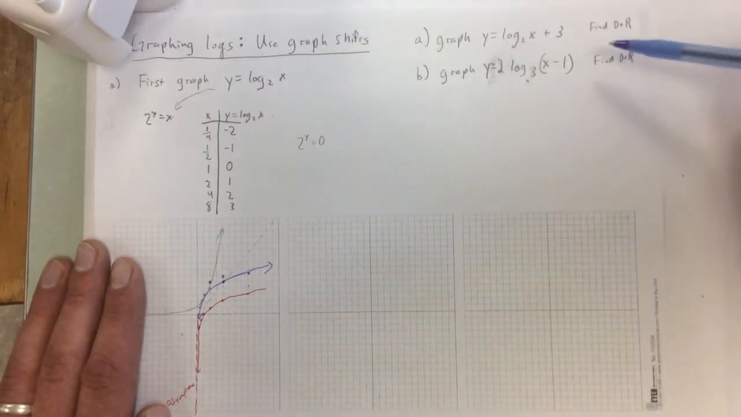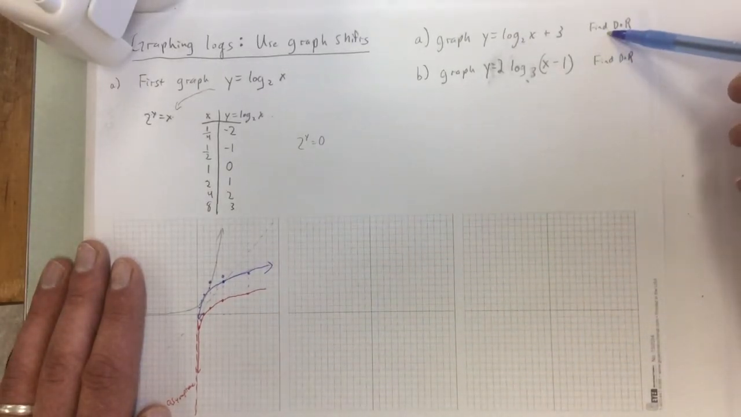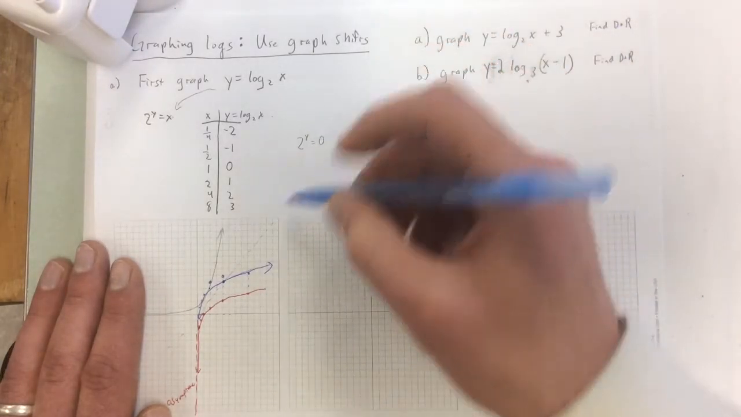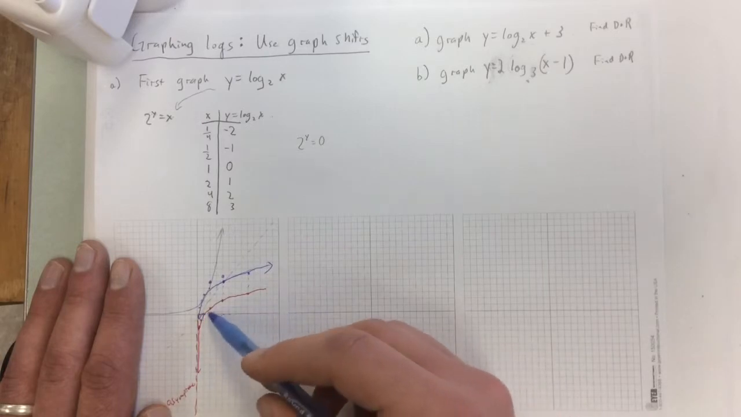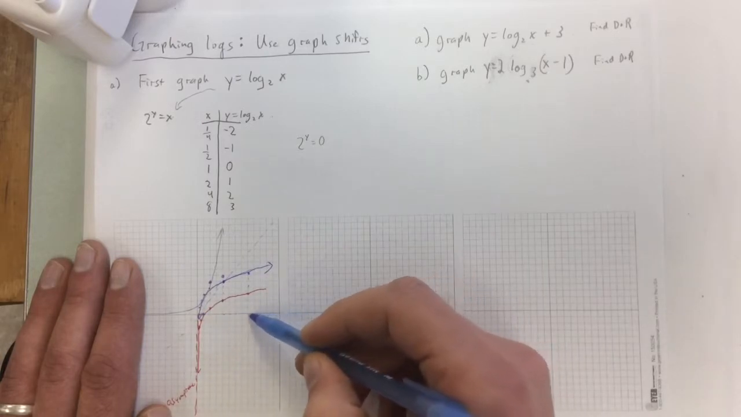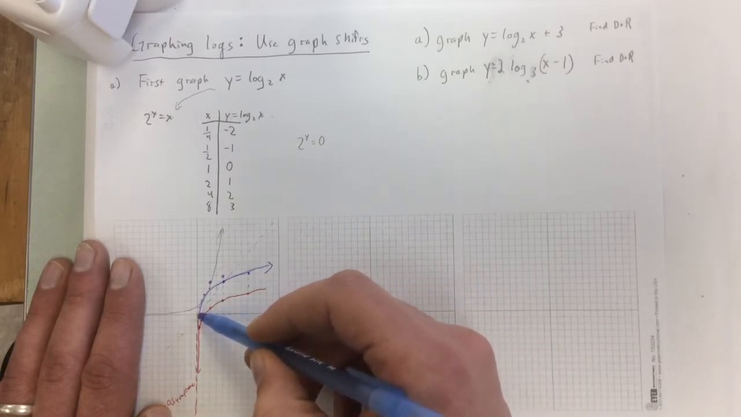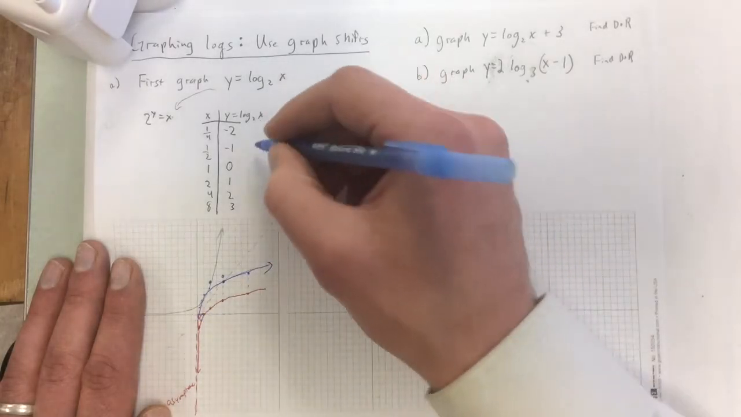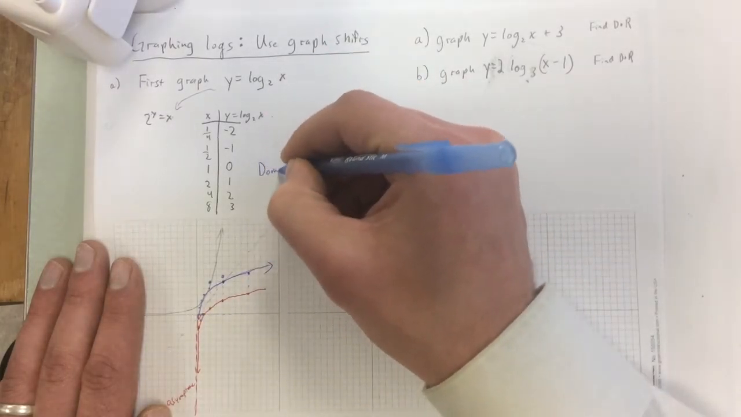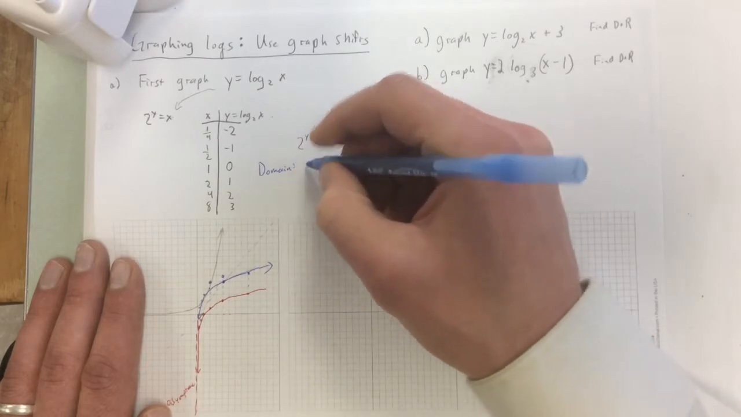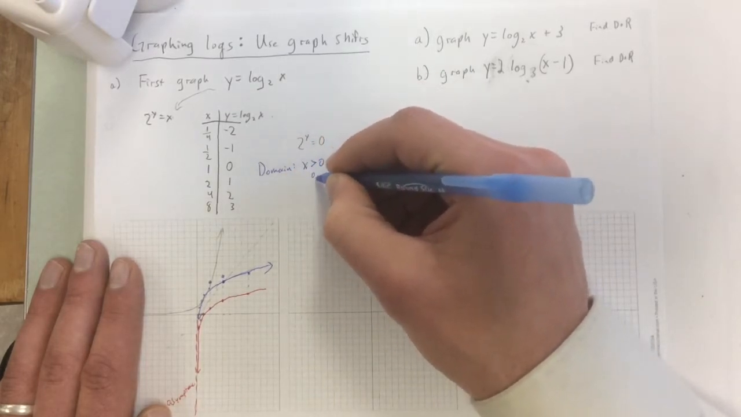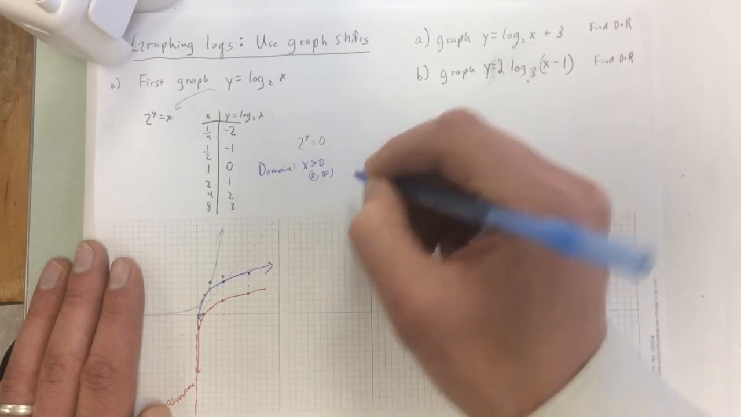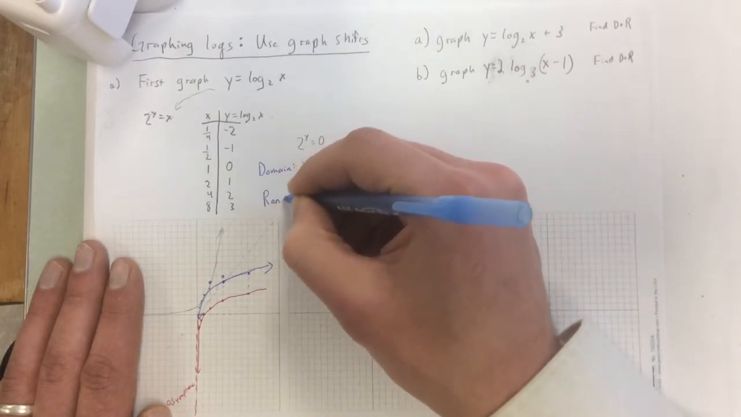So what is the domain for this right here? Well, all the x values that are covered. The x values are covered all the way over here. Does it ever actually reach zero? No, it doesn't. So the domain of this is going to be all x values greater than zero. Or you could write it 0 to infinity like that. The range.